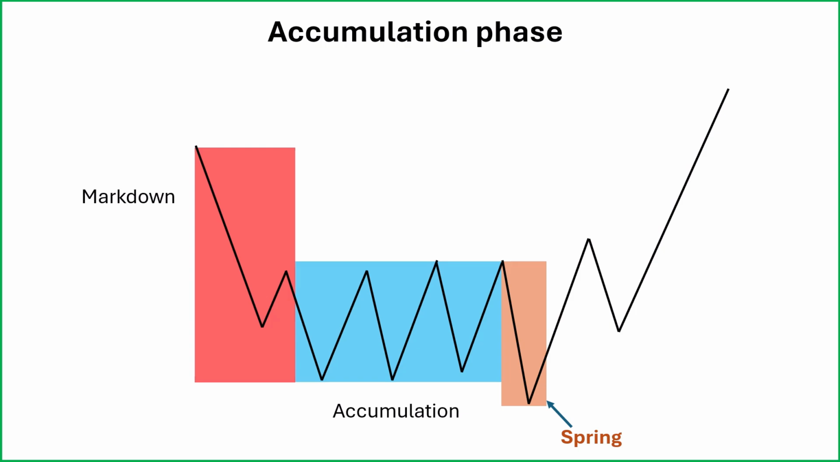Right after the spring, we get our sign of strength, a powerful move to the upside. This isn't just a little bounce. It's a strong rally that pushes the price above the accumulation range. That tells us something big has changed. The buyers are now in control. So at this point, we've seen a full power shift, from sellers dominating in the markdown, to buyers completely taking over here in the sign of strength.